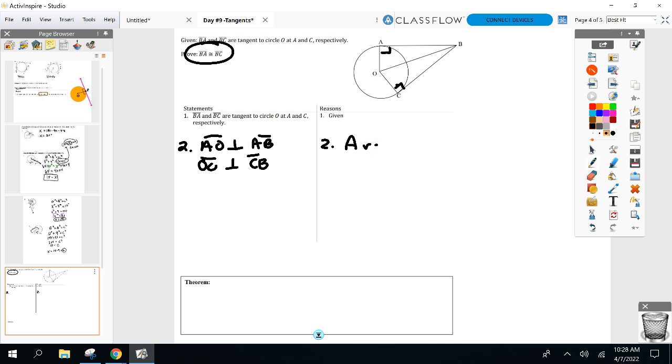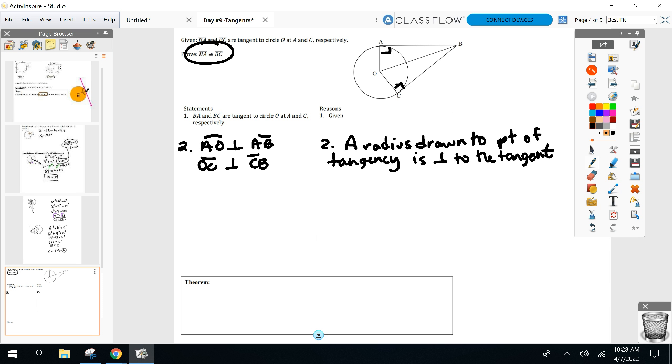Ready? A radius drawn to, where's it drawn to, the radius? Point of tangency. Look at these spelling words here. Is perpendicular to, what's the radius perpendicular to? Not the point, but the tangent. Is perpendicular to the tangent. That is what that theorem's used for, to show they're perpendicular.